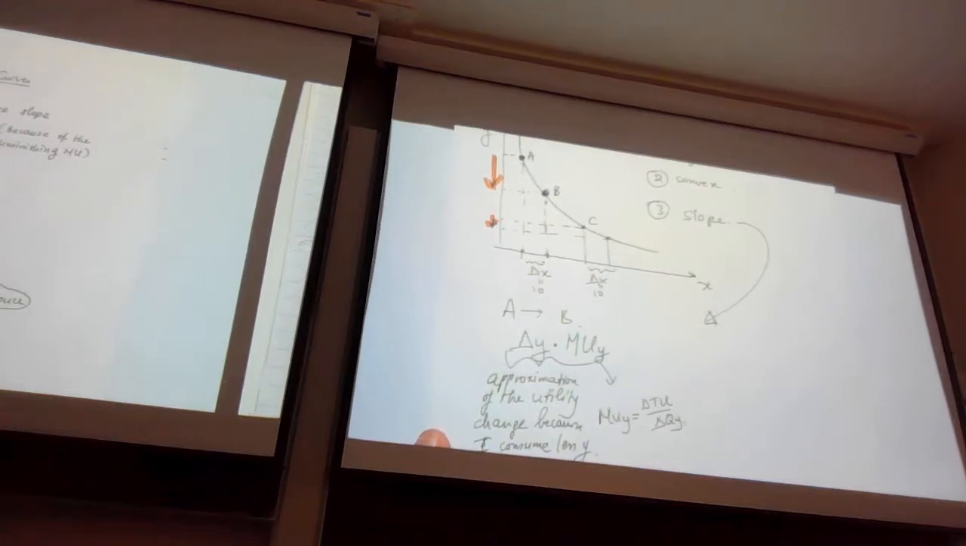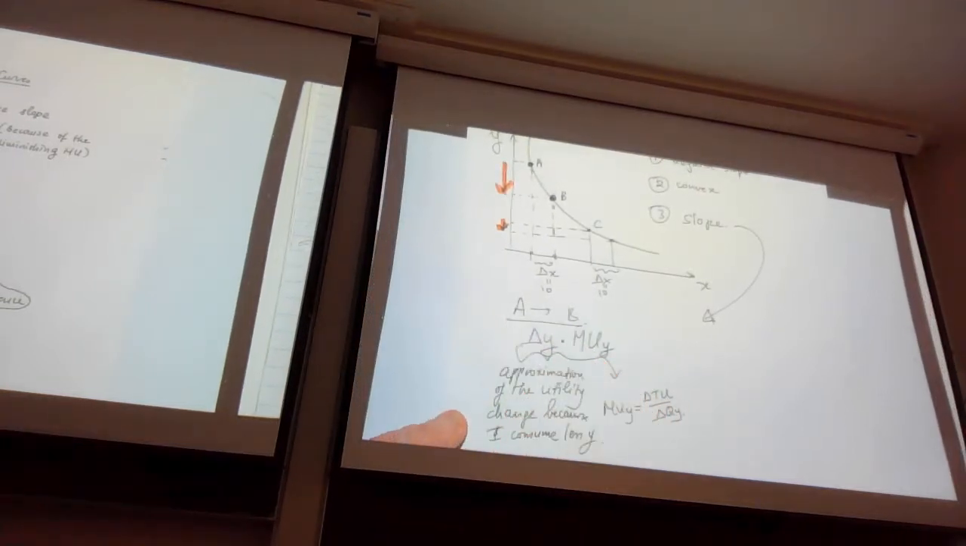I consume less y as I move from point A to point B, and that decreases my utility. By how much? That's an approximation of the utility change because I consume less y. And this approximation of the utility change, first of all, why is it an approximation?